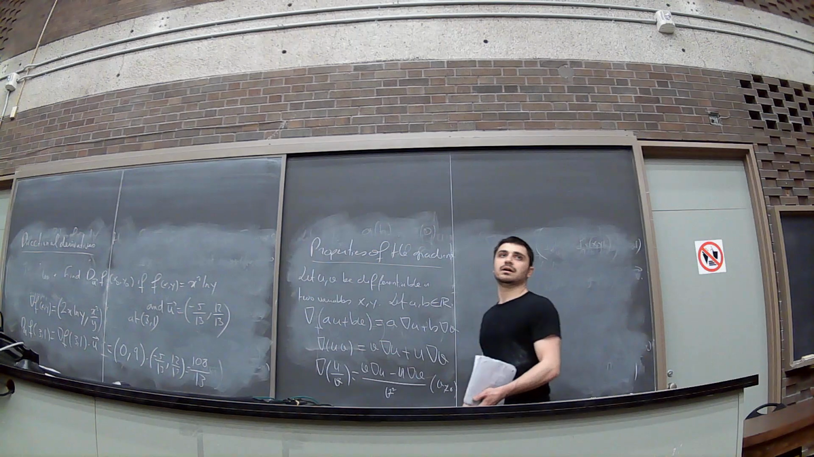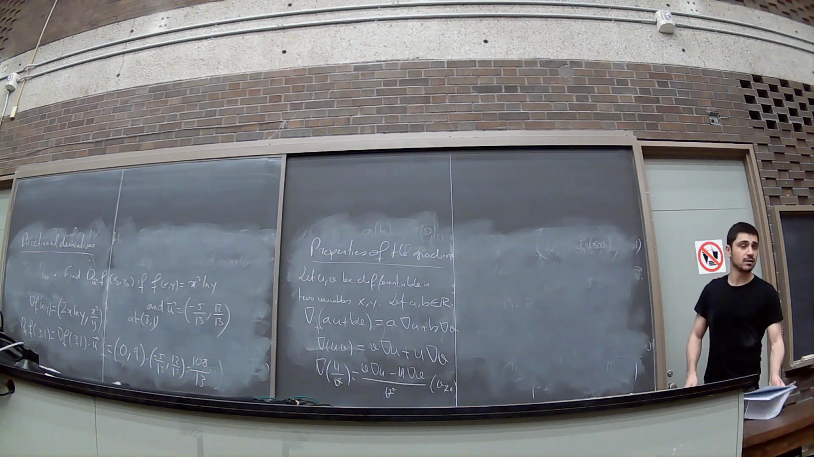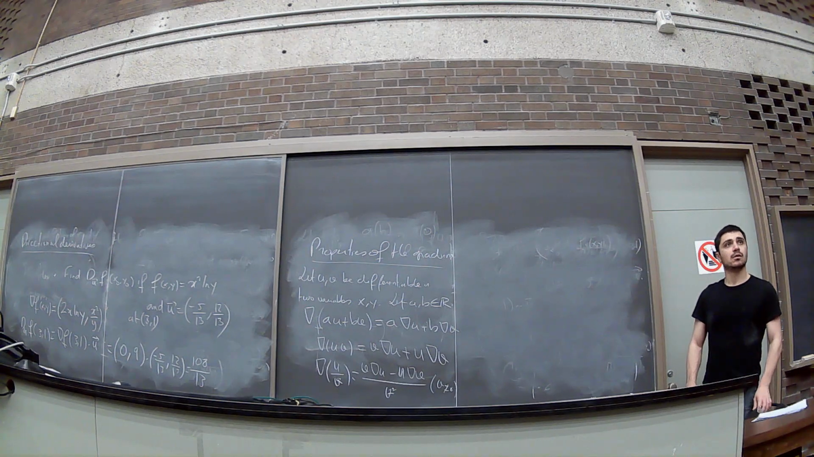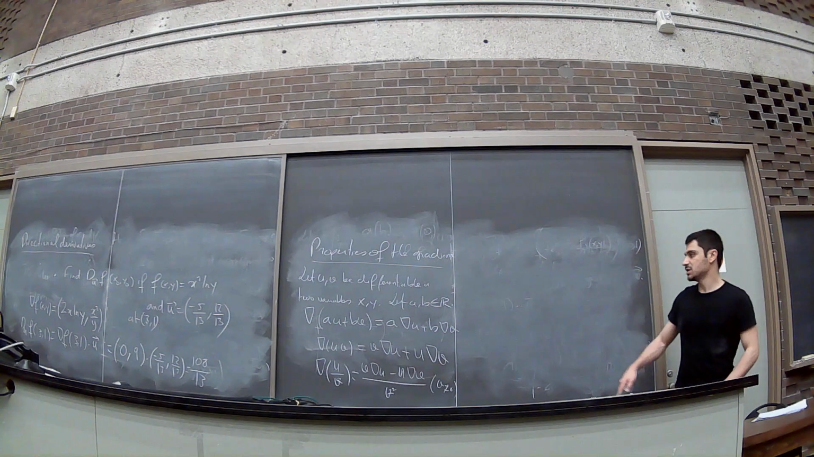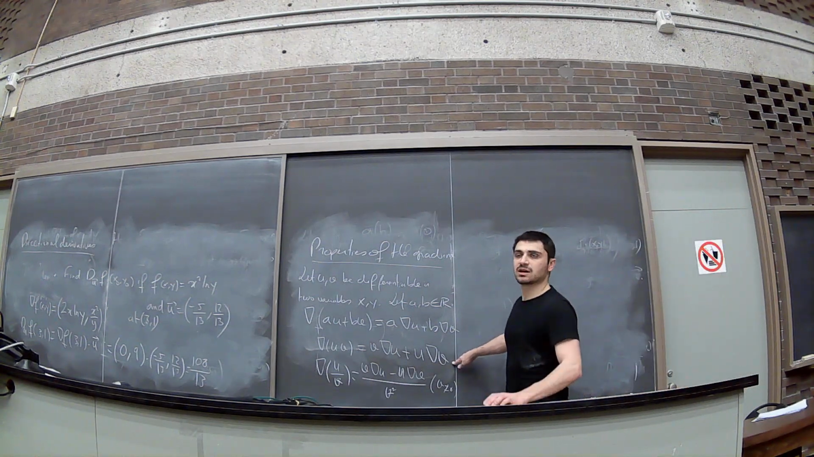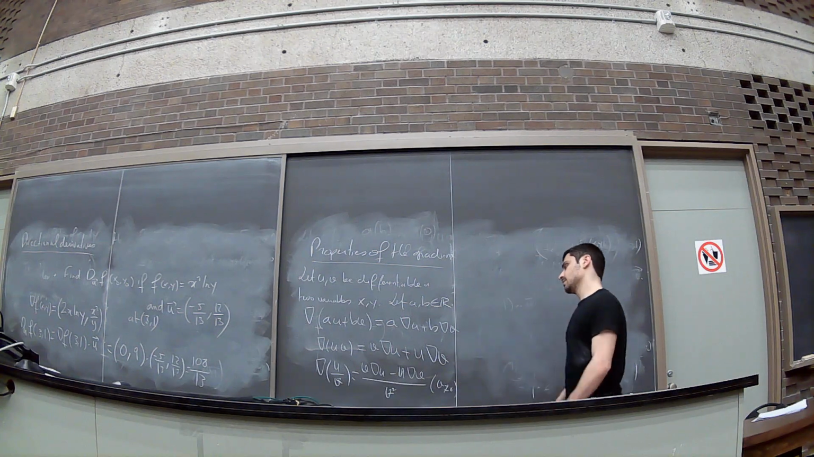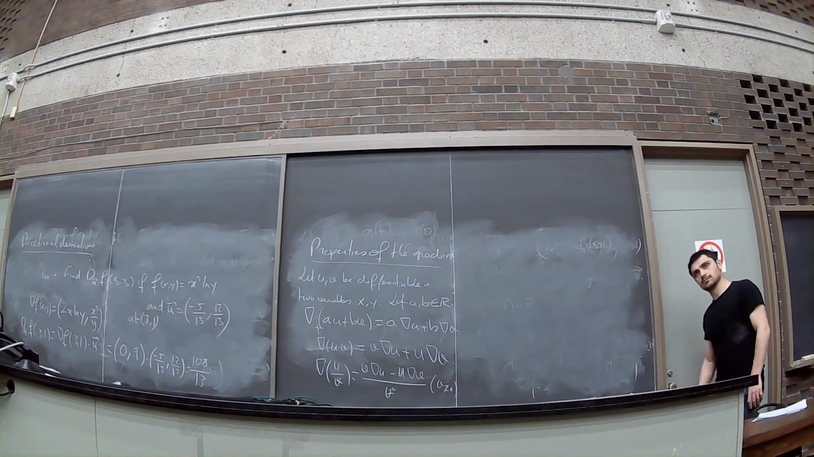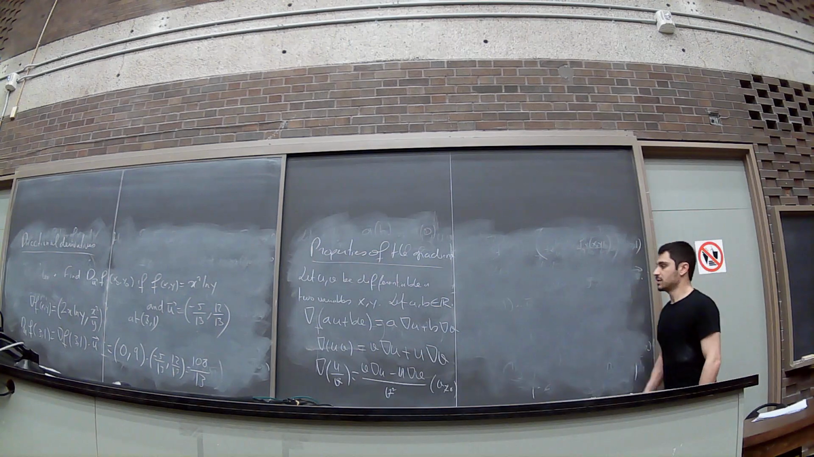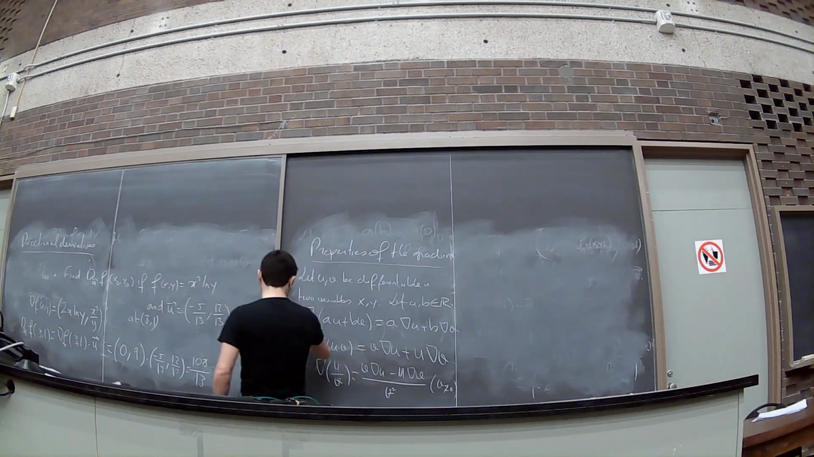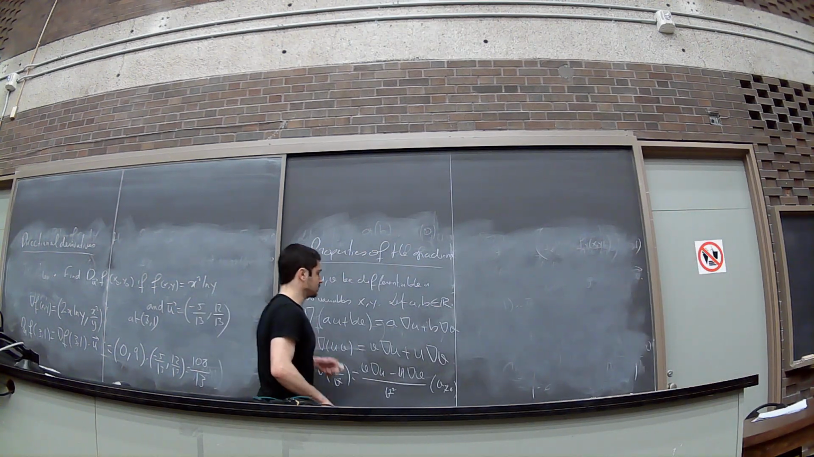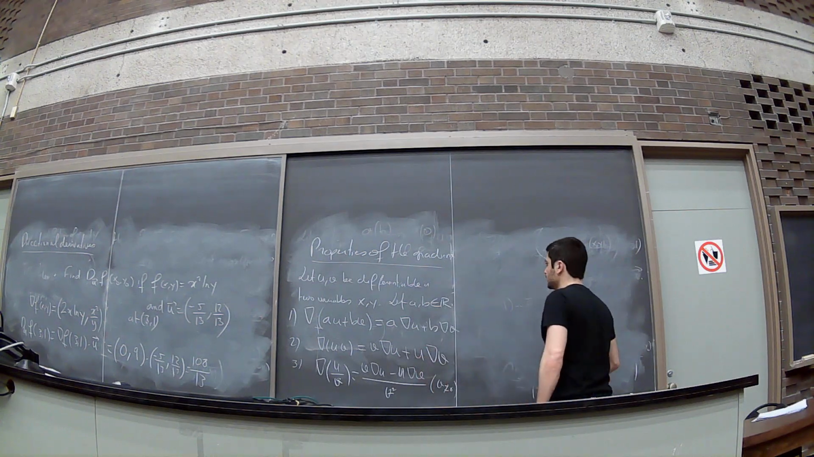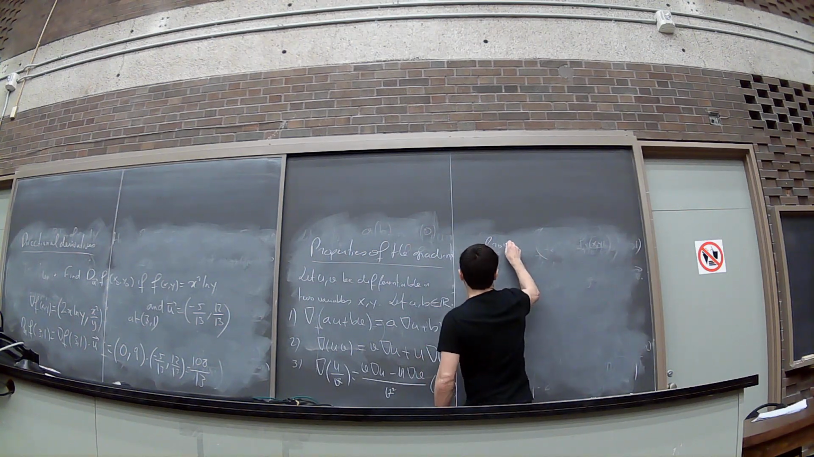Okay, these are derivative rules for the gradient. Let's prove one of them. Which one do you want to prove? This one is easy. This one is like a product rule, right? Let's prove the second one. So you have 1, 2, 3. The first one is an addition rule. The second one is a product rule. So let's prove the second one.